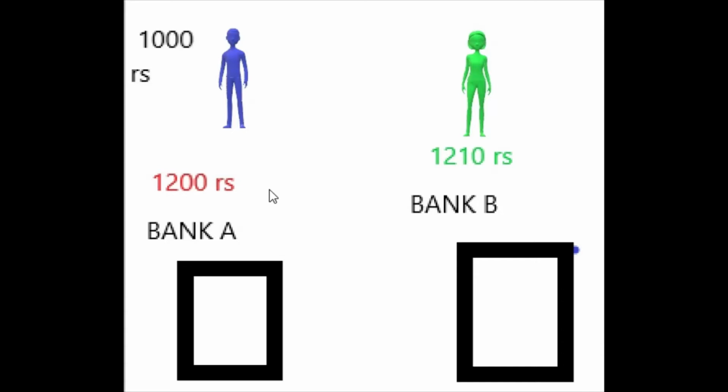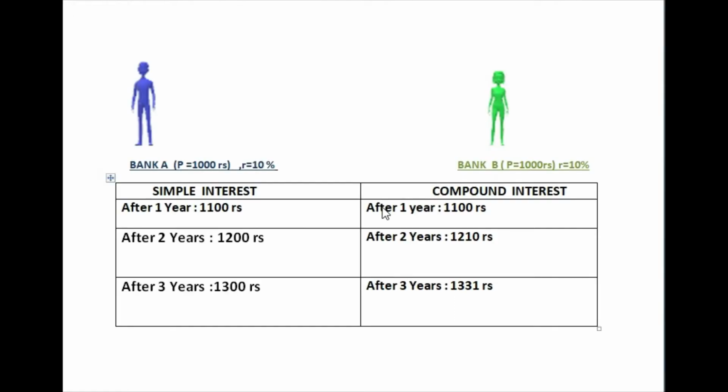has 1210 rupees. And also after 3 years, when you have 1300 rupees, your sister has 1331 rupees. After the second year, why is there the extra 10 rupees your sister has from bank B, or after the third year, why is the extra 31 rupees given by bank B to your sister? Why not to you?